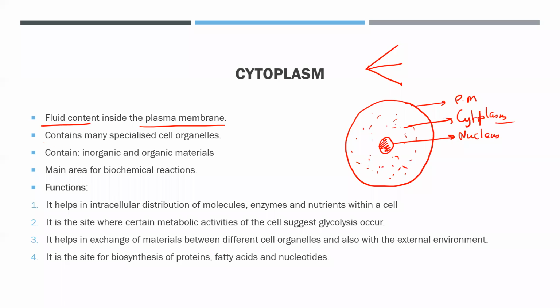Okay. Now it contains many specialized cell organelles. Specialized cell organelles means which can perform the specific function. So particular specific function ही perform करेंगे. Okay. And the cytoplasm contains inorganic and organic materials. ये inorganic और organic का meaning क्या होता है?